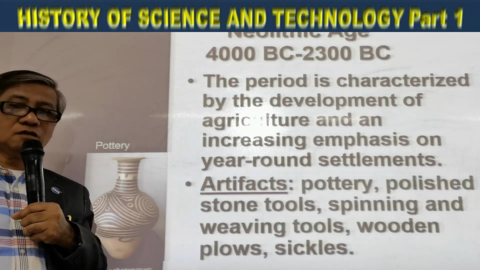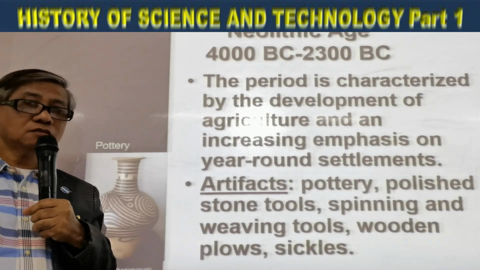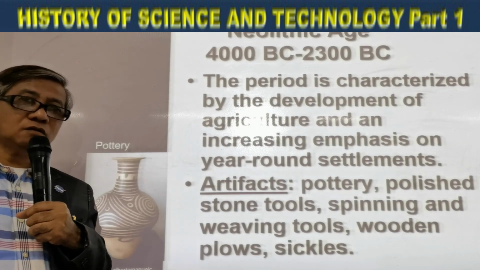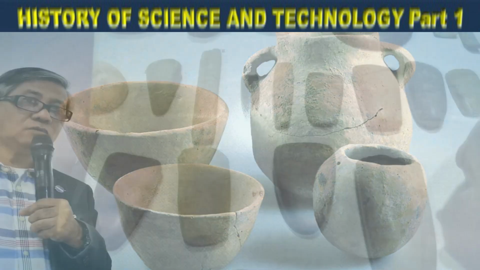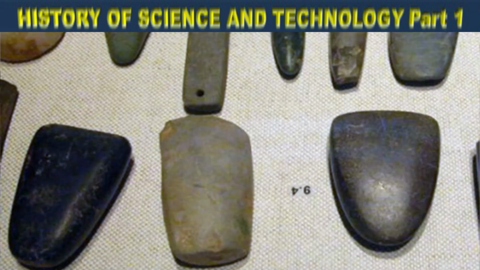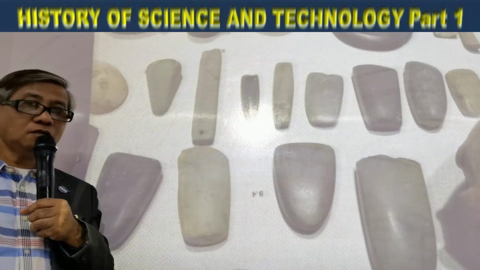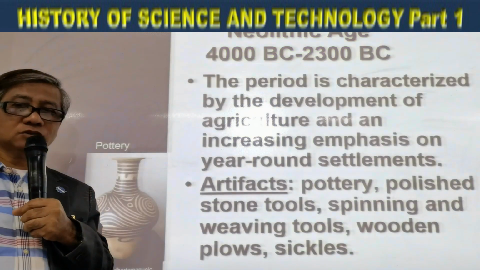They learn to settle down. So some of the artifacts that are associated during the Neolithic age are the following. So we have pottery and polished stone tools. Like this one, ang layo, no? Polish yung mga stone tools compared to the tools of the Mesolithic and the Paleolithic age. Ito talagang makikinis yung mga stone tools nila.